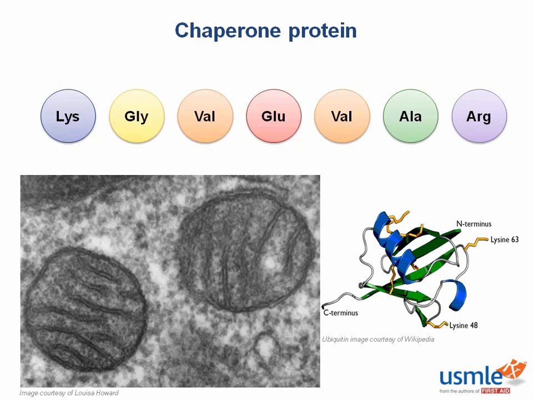Do you recognize this? Right, that's a mitochondria. So remember, most proteins in the mitochondria are made outside of the mitochondria and have to be imported into it. And once they get there, heat shock protein 60 helps them fold into the right shape.